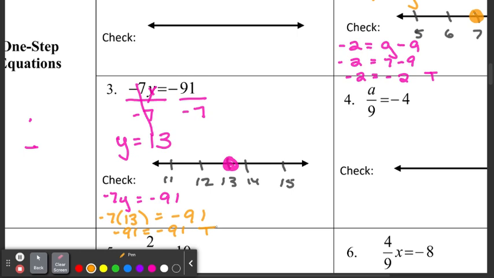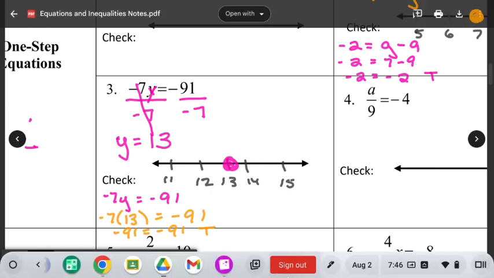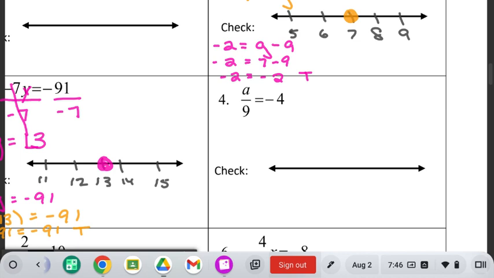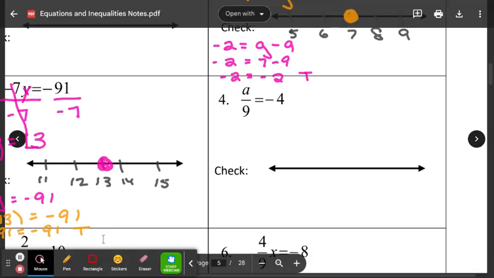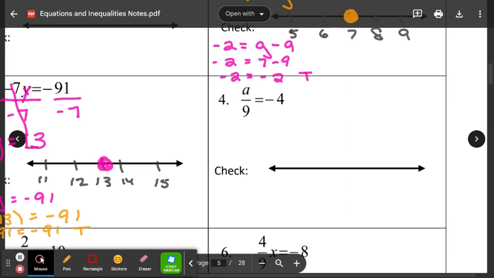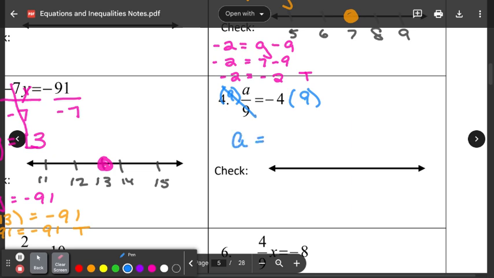So for now, I'm going to skip the rest of the number lines and checks just for this video. I do have it on my answers, but I know most of you don't want to watch algebra videos all night long. So problem number 4, it's a fraction. You would say this fraction a over 9 or a divided by 9. So the opposite of divide is multiply. So we're going to multiply by 9 on this side, multiply by 9 on this side. That goes away. -4 times 9 is -36.